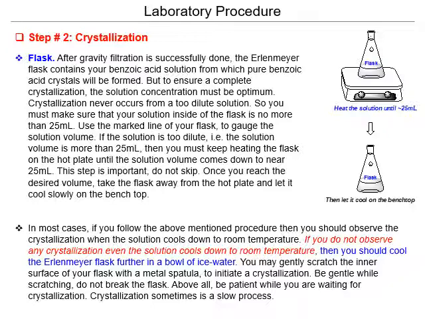If the solution is too dilute, i.e. the solution volume is more than 25 ml, then you must keep heating the flask on the hot plate until the solution volume comes down to near 25 ml, meaning that the solvent will evaporate. This step is important. Once you reach the desired volume, take the flask away from the hot plate and let it cool slowly on the bench top. Also, the cooling is important.